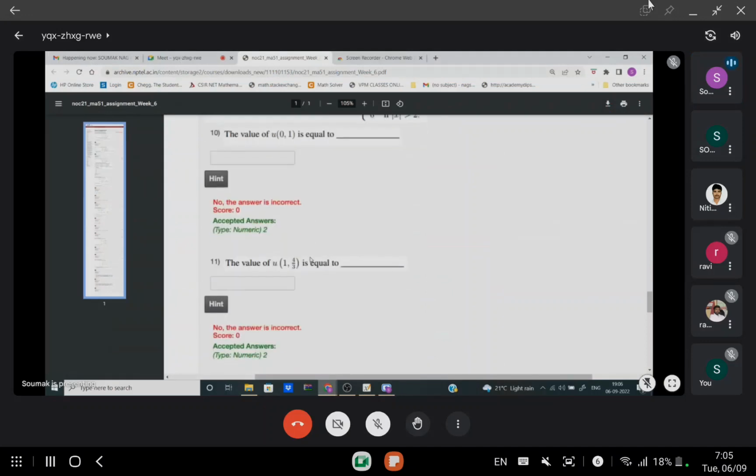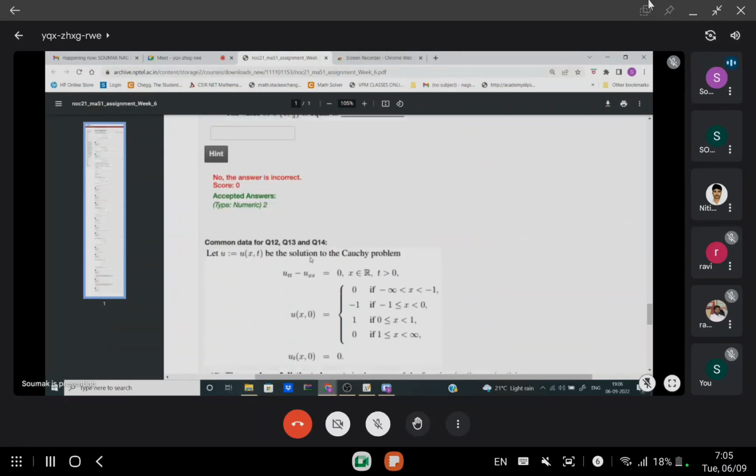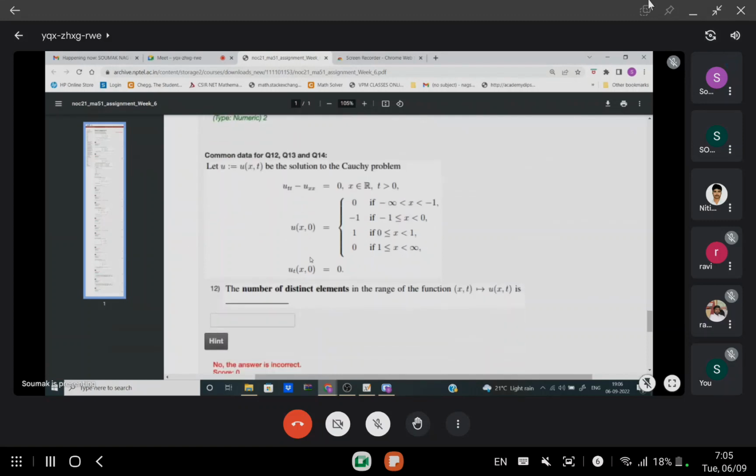Next question is question number 12. Is it visible? This is a very interesting question. Is it visible? Okay. So the solution is, sorry, u is the solution of this Cauchy problem. u_tt minus u_xx is 0, where u(x,0) is defined by 0 when x is in minus infinity to minus 1, minus 1 when minus 1 to 0, 1 when 0 to 1, and 0, and u_t(x,0) is 0. Now you have to find the number of distinct elements in the range of the function.